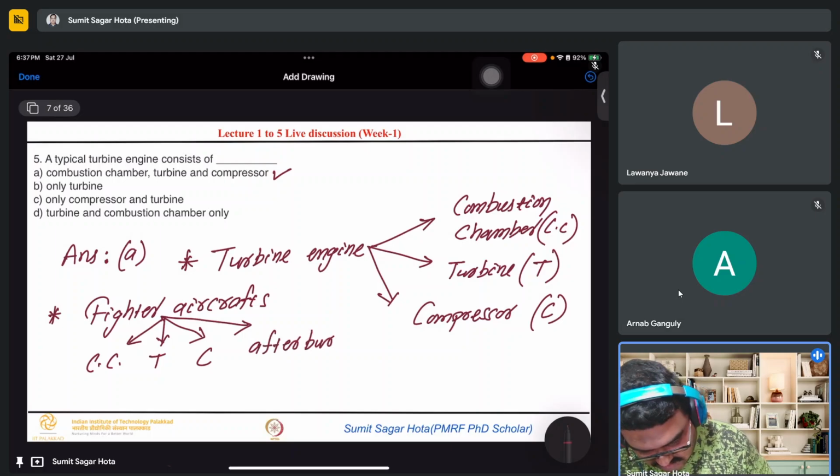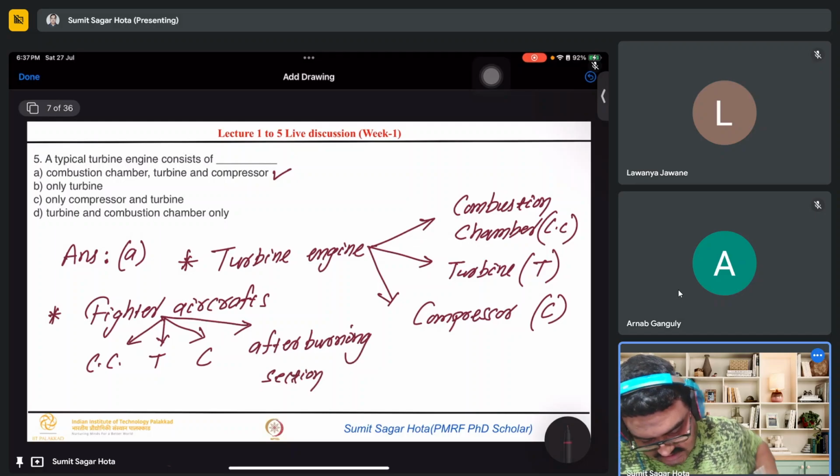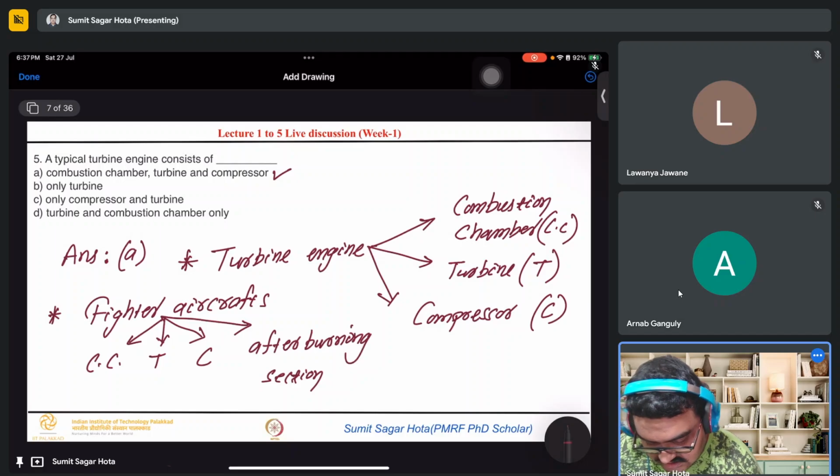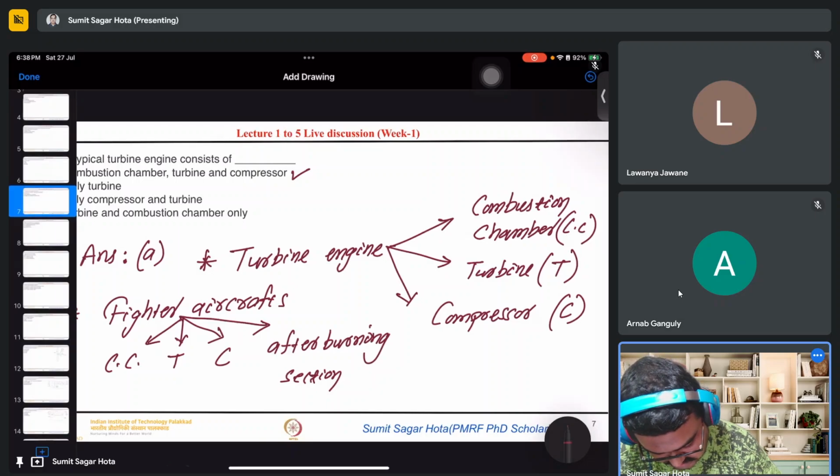So why is this afterburning section there? To increase the what? Efficiency, because we are reusing again that heat which the exhaust gases have. Okay, so that's the case in the afterburning section.